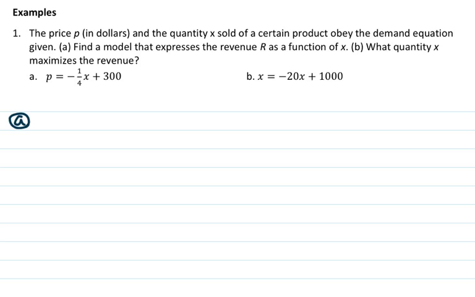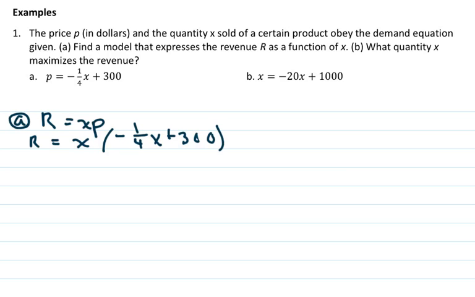That's part A. We're going to use the revenue function, and the revenue function is R equals X times P. So in our case, R will equal X, which is just X because it's unknown, times the price function, which is negative 1/4 X plus 300. Oops, 300. Let me put this 0 in. So we go ahead and distribute that. So we get R to be negative 1/4 X squared plus 300X. And that's it for part A.